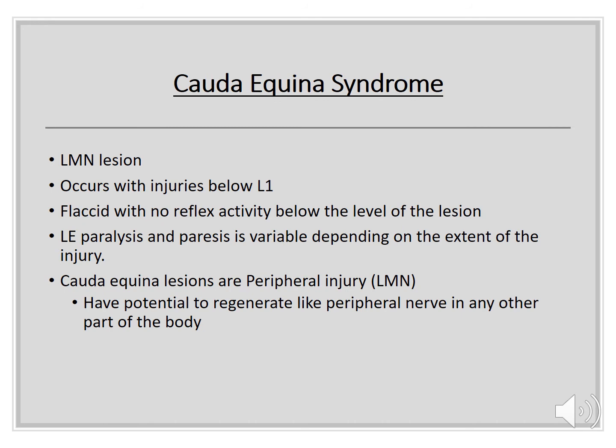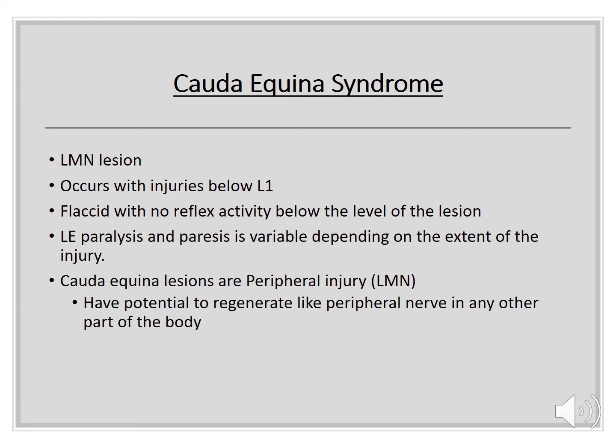Then we have cauda equina syndrome. Please make sure that you know that cauda equina is going to be that lower motor neuron lesion. It occurs with injuries below L1. There's going to be some flaccidity with no reflex activity below the level of the lesion.